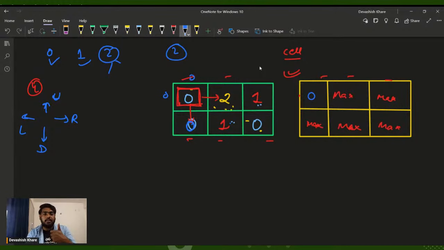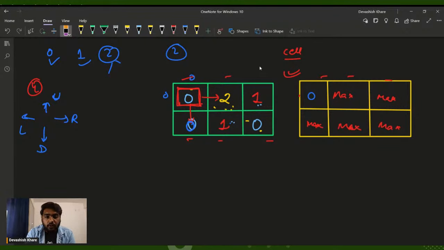Here, this is one of the possible paths, because 0 is written here. We can make this move. So we will make this move. And once we make this move, how many steps will we take? How many steps will we be taking for coming on to this one? We will be taking one step, right?